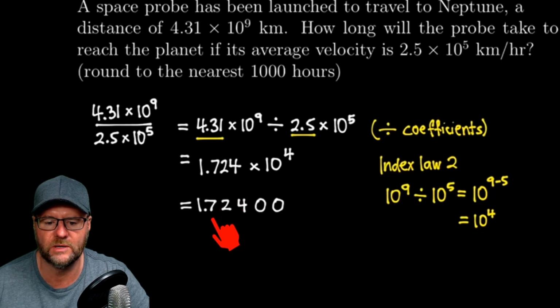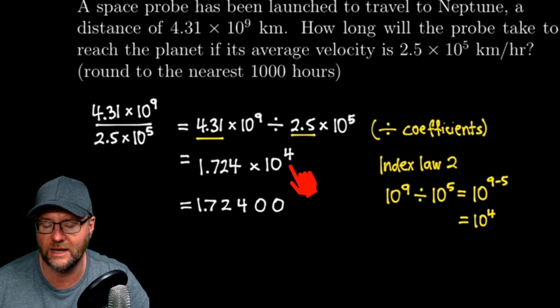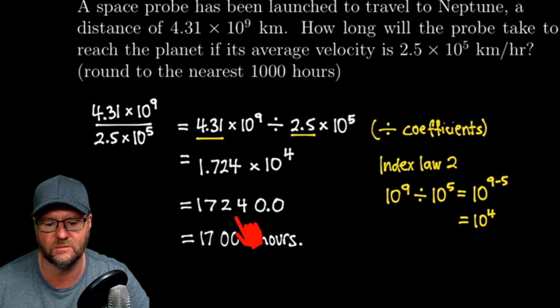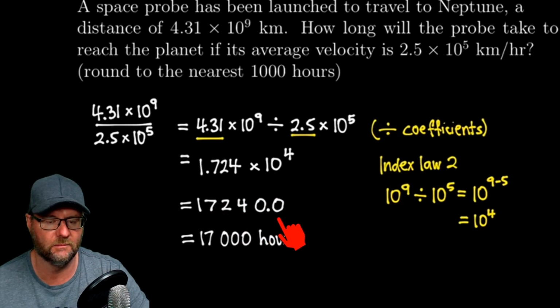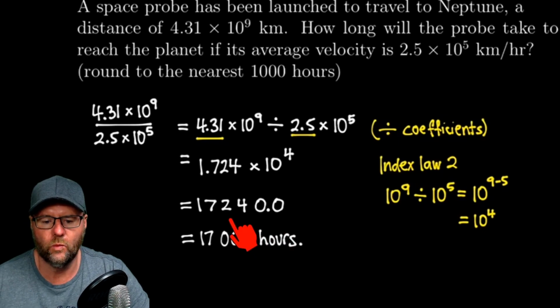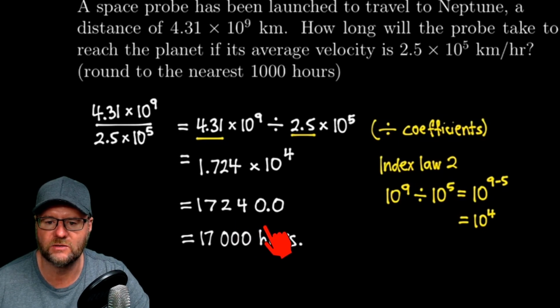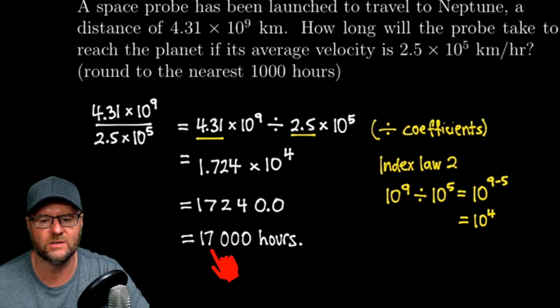If I write the 1.724, and to write it as a normal numeral, I move the decimal point 4 places along, because that's what we do with numbers that are more than 1. 17,240 hours, rounded off to the nearest 1,000, gives me 17,000 hours.